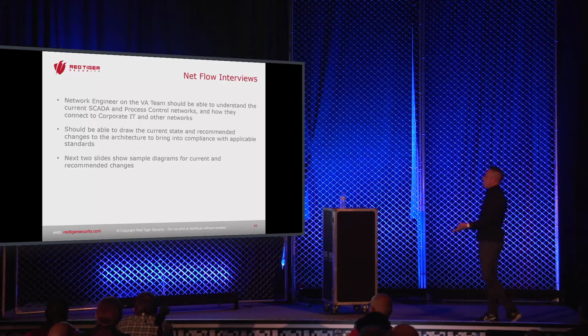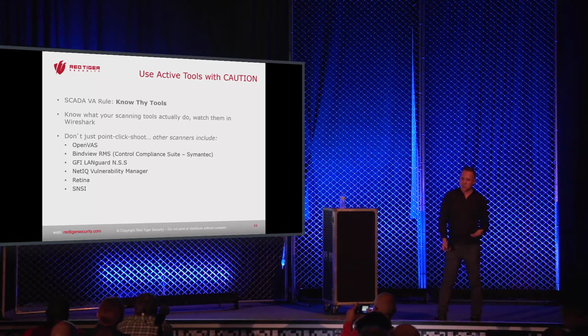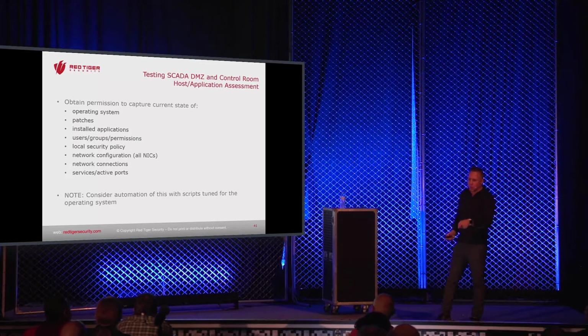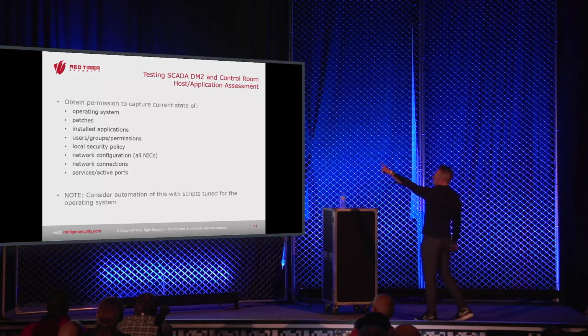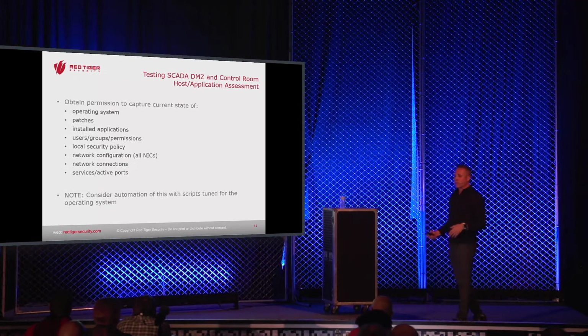We also want to test the servers and workstations for vulnerabilities, and you can do this by manually going through these servers and workstations. Or you can use a script to collect the operating system, the patches, installed applications, the users, groups, permissions, local security policy, the active ports that are open, services running on those ports. So basically we want to get the configuration of the servers and workstations and their current state so we can determine if that system has vulnerabilities on it without having to scan it with a vulnerability scanner.